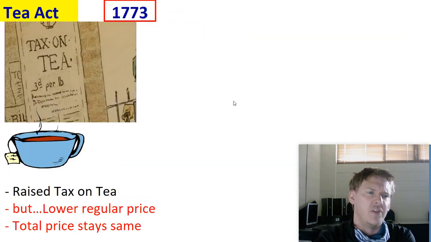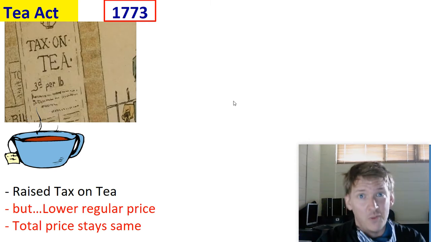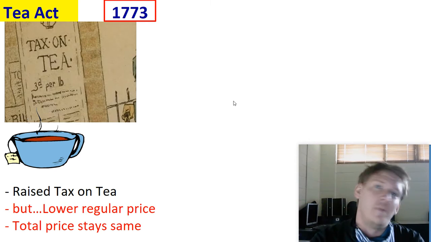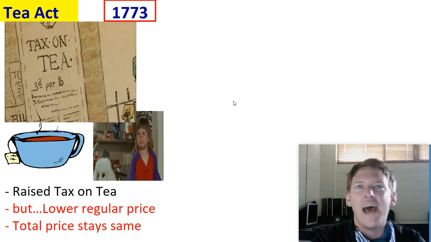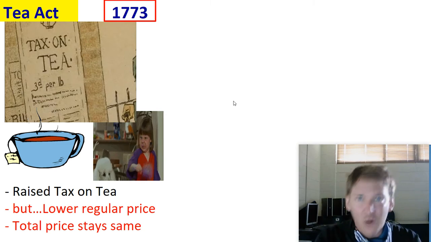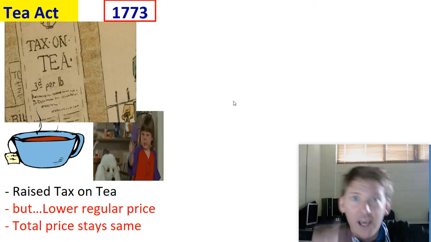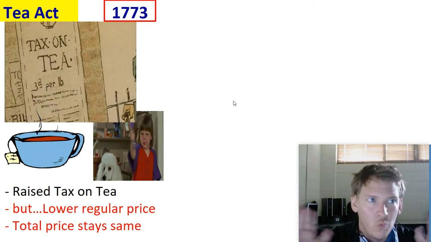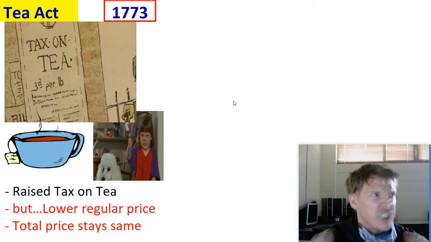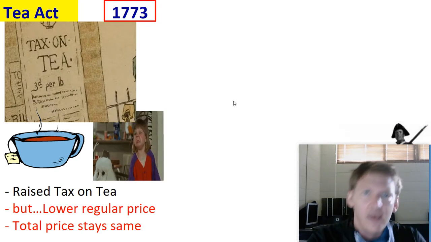Tea Act, 1773, raises a tax on tea. Technically, they lower the price of tea, so the price actually stays the same. But don't tell the colonists that. They're already mad anyway, so you raise the taxes, but the price is still the same. We lowered the price to offset the taxes. Yes, higher taxes, but we lowered the price of the tea, so it's still the same. Colonists, why are you getting mad? I don't know, we're just getting mad. We're just mad at everything. Sounds like today, that's what happened.